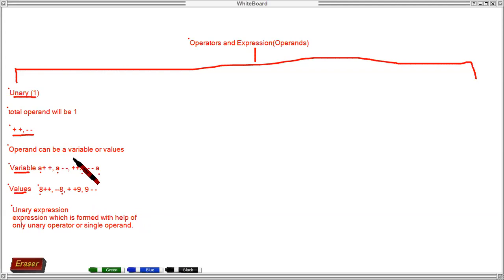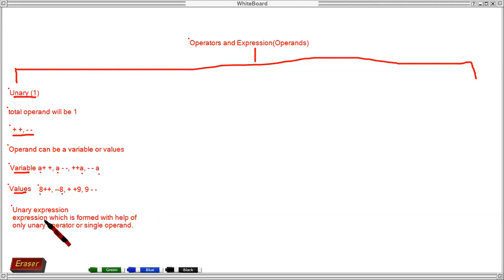So how is it happening? As you can see, the operand can be a variable or a value. One set of examples I have shown you using one variable, as you can see, a plus plus. So beside plus plus, you have only a single operand, that is a, or maybe minus minus a, you have the single operand, that is a. So using these variables, you can form a unary expression. With constant values also, you can form a unary expression. And finally, when you combine all this together, you form a unary expression.